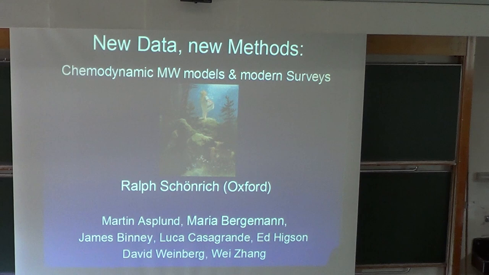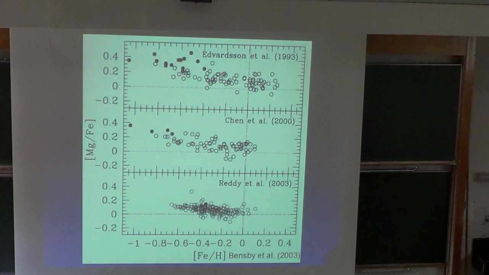Just to give you an impression of how the field developed, this is from a 2003 paper, Bensby et al., essentially listing the big surveys that existed at that time. So this is the one display we will discuss later: magnesium versus iron, that's an alpha element versus iron abundance, which tells you about the history of the system and the structure of the galactic disk.